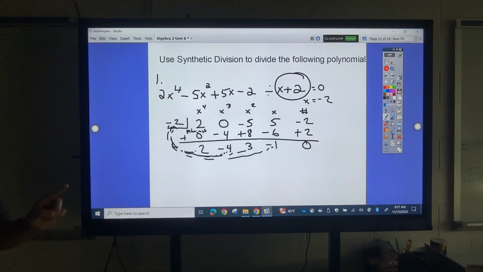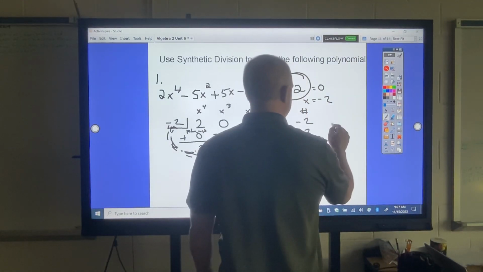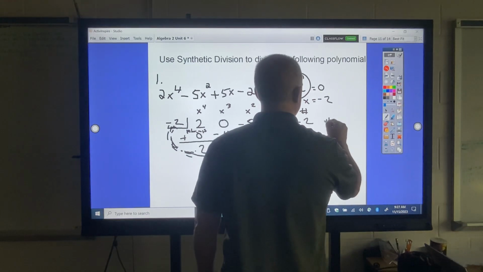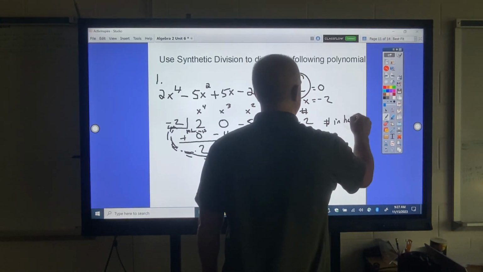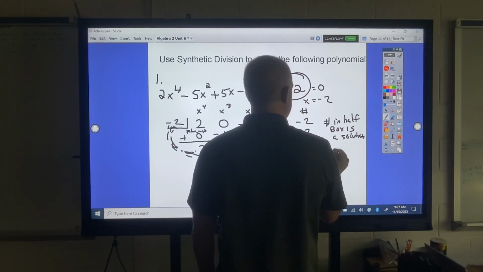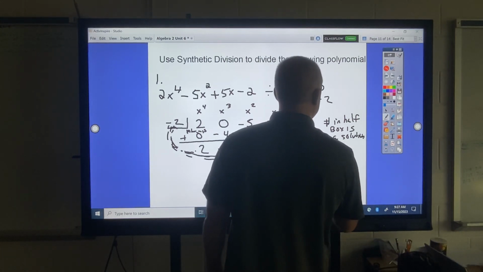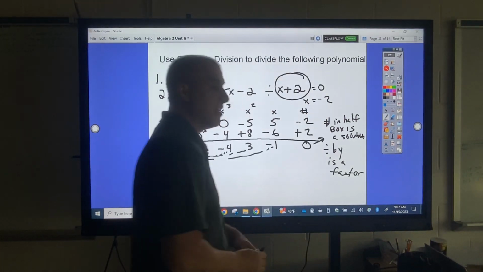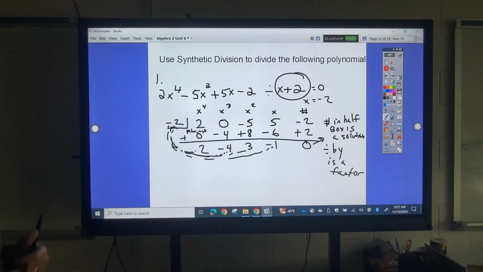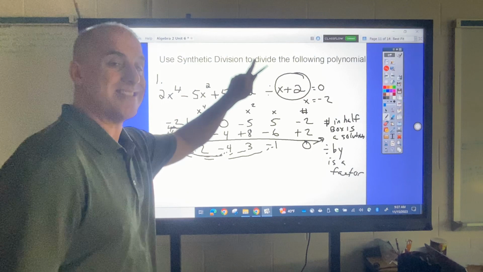Now, here's what's important. If you get 0, what this means is the number in the half box is a solution. Okay? It also means what you divided by is a factor. That's probably the most important thing that comes out of that. Also, conversely, if it's not 0, that's not a solution, and that's not a factor.